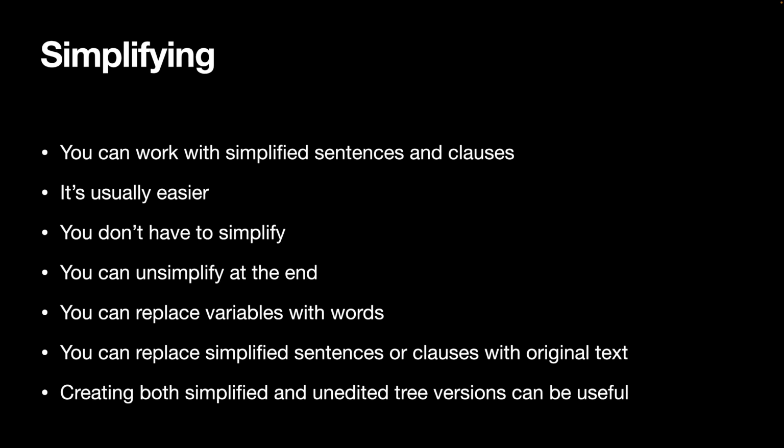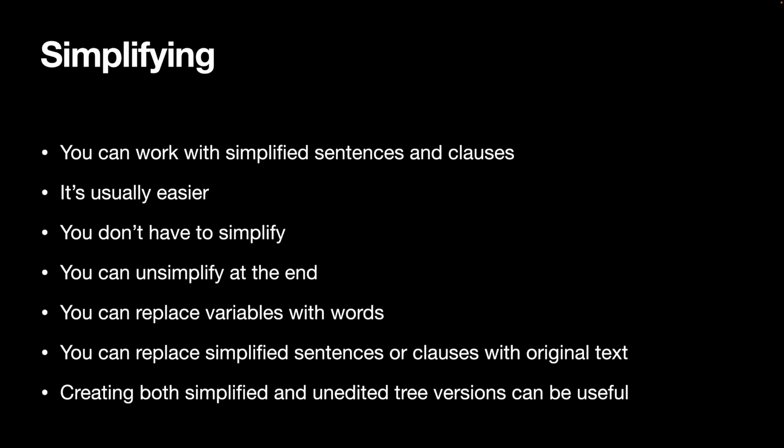So that was a simplified tree where I had very shortened approximate versions of what the nodes were. I did lose some information. It was very abbreviated. So there are upsides and downsides to that. It's usually easier to work with really simple sentences and clauses. You've got less stuff to deal with, and you're focusing more on the main points. However, you don't have to simplify. If you know what you're doing, if you've done it a lot of times before, you might just skip the simplifying. It might be easy enough without simplifying.